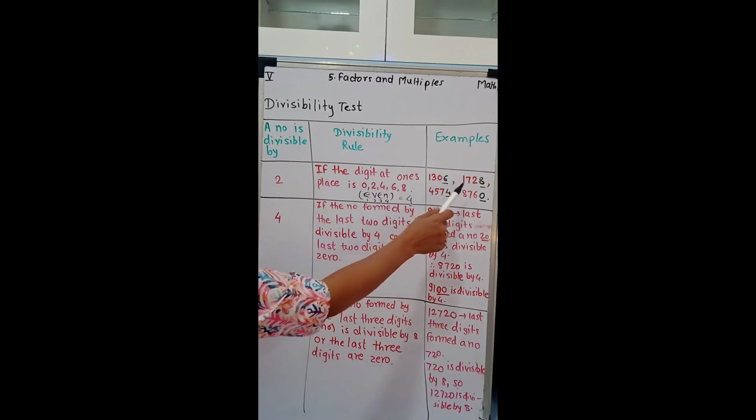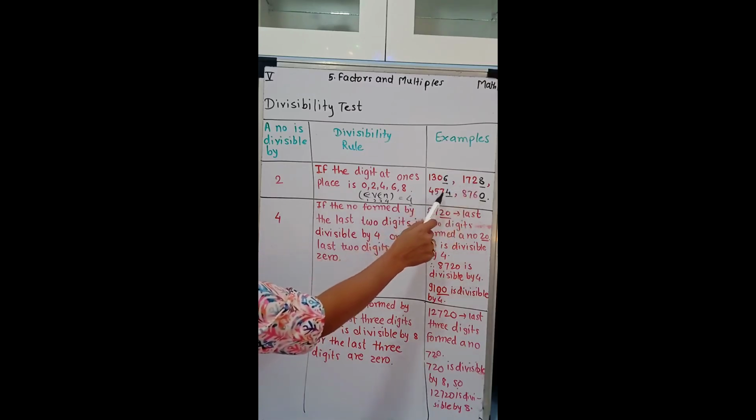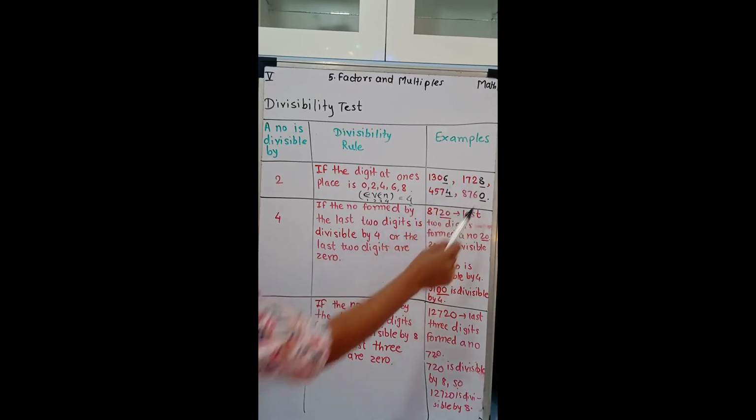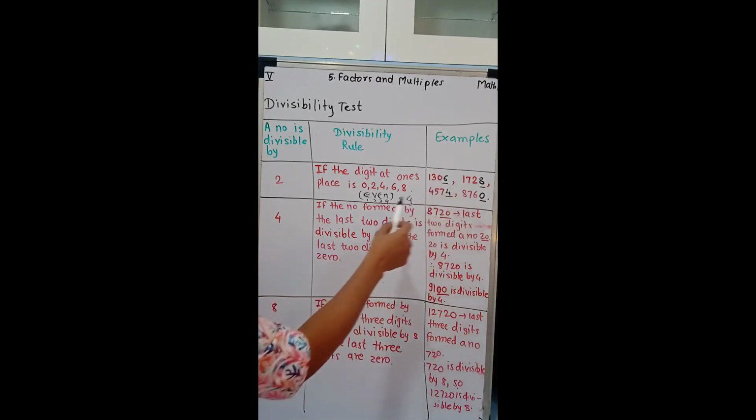So 1306, 1728, 4574 and 8760. Each one has an even digit at the ones place. So all the numbers ending with these digits are divisible by 2.